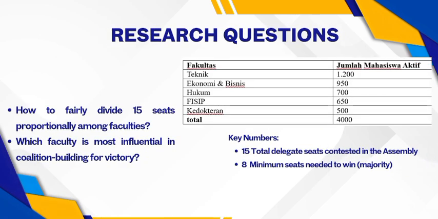This setup actually raises two really interesting questions. First, how do we fairly divide the seats among the faculties based on their student population? That's a question we solve using algebra. Second, and this is the more surprising one, which faculty actually has the most influence when it comes to forming a winning coalition? That's a combinatorics problem.